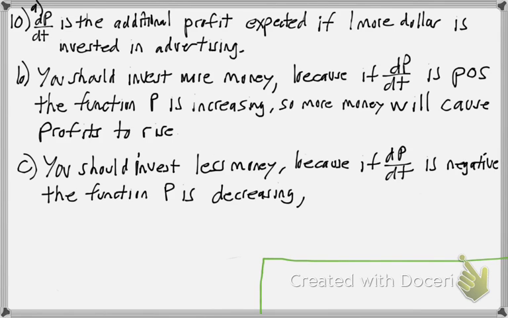So if the function is going down, if you continue along that function, then it's going to continue to decrease. So actually you want to go backwards if it's decreasing. So in this case, less money will cause the profits to rise because you want to go backwards.